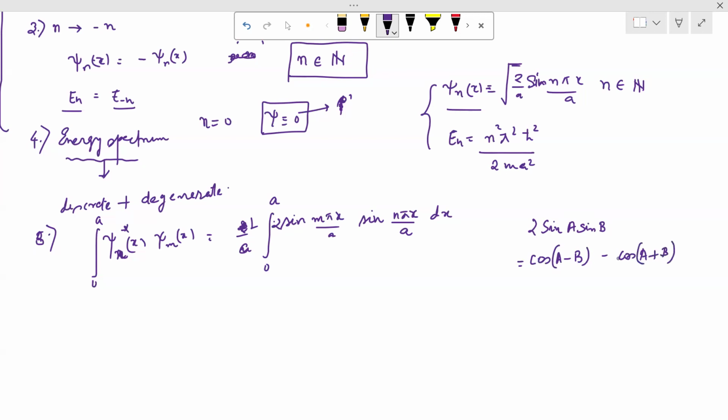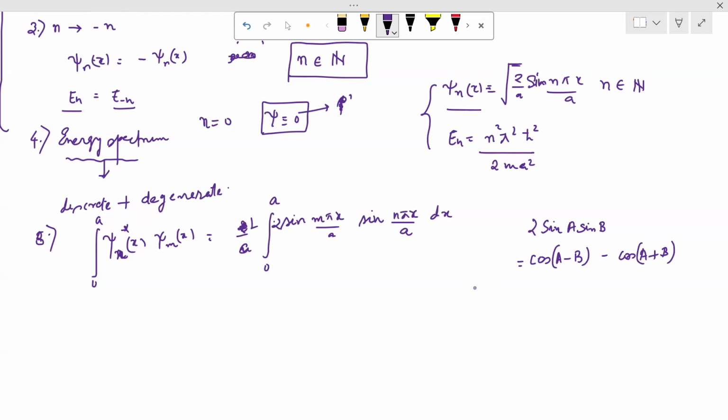Cos of a minus b minus cos of a plus b. So, just give me a minute. I'll check the formula so that I'm not writing anything wrong. What we are trying to see is whether our wave function is orthonormalized or not. If it is orthonormalized, things will be quite easy for us. Although all these things we have proven in general for bound states, I am doing it now for specific cases.